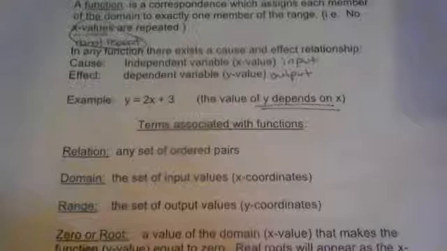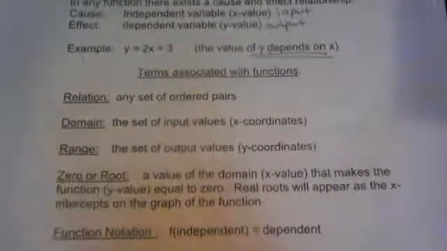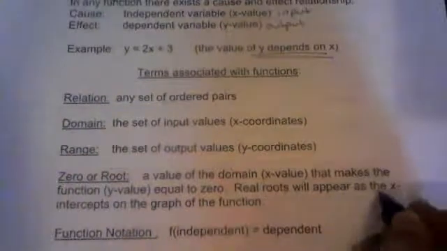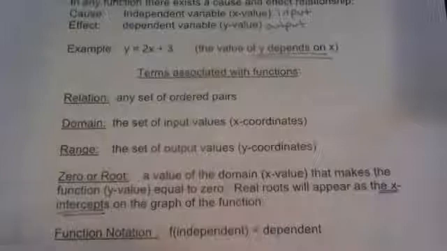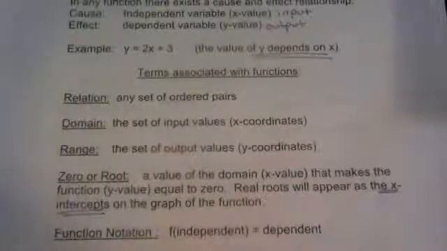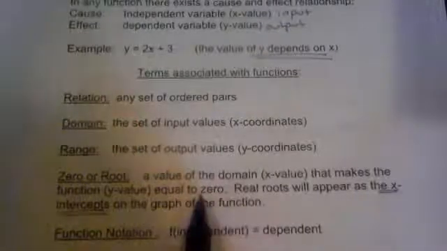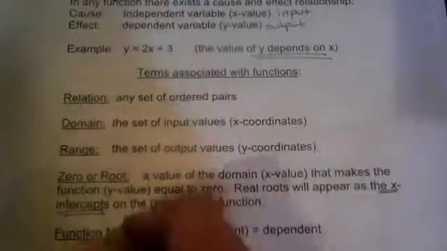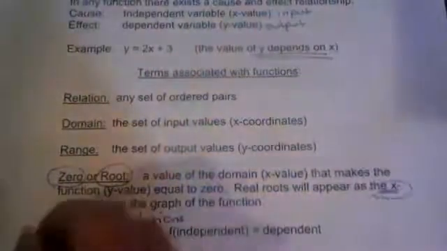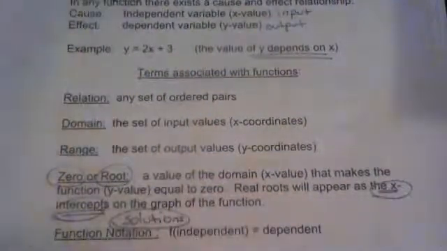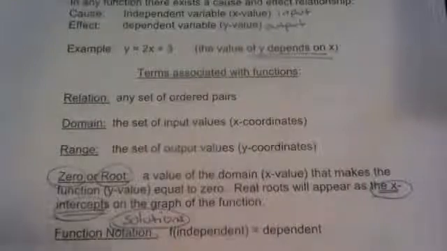Also, functions have zeros or roots. Those are also sometimes called the x-intercepts of the graph. And sometimes we call them solutions because they are the places where the function is equal to 0. The y value is equal to 0, where they cross the x-axis. And so many times you'll see the word solutions to describe them. But remember that all those kind of mean the same thing: roots, zeros, x-intercepts, solutions. All the places where the graph crosses the x-axis.